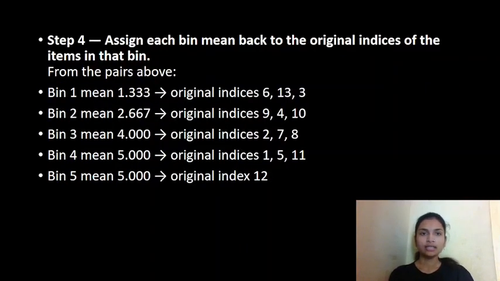Step 4. Assign each bin mean back to the original indices of the items in that bin from the pairs above. Bin 1 mean, the answer we have calculated, is 1.333 and its original indices were 3, 6 and 13. Bin 2 mean 2.667, its original indices were 9, 4, 10. Bin 3 mean 4.000, its original indices were 2, 7 and 8. Bin 4 mean 5.000, its original indices were 1, 5 and 11. Bin 5 mean 5.000, and its original index was 12.